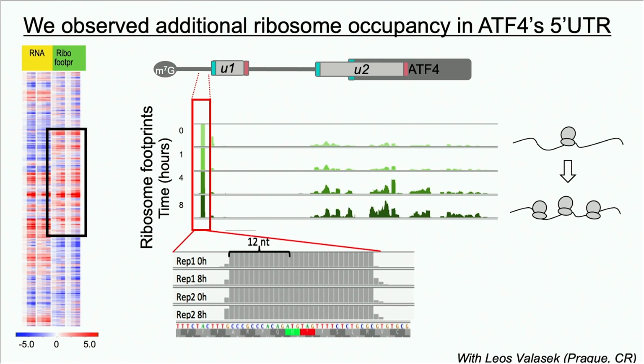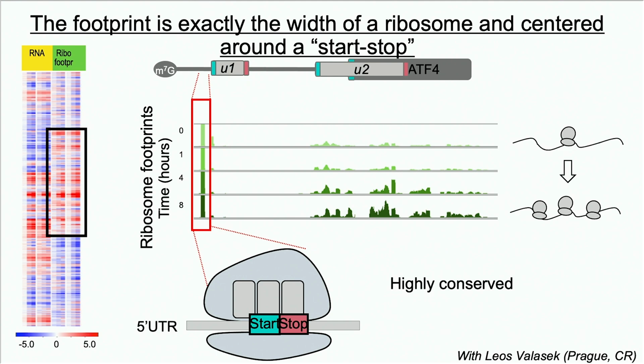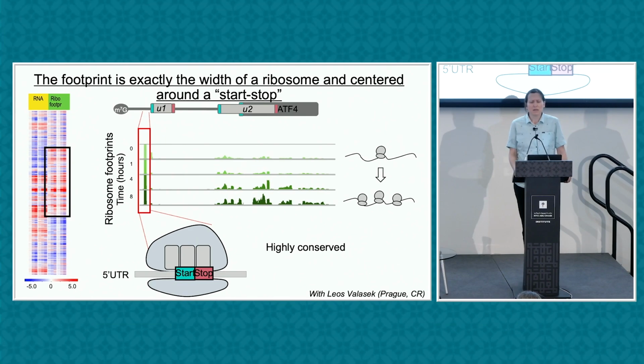It had exactly the width of a ribosome, and in the middle of it was a start codon followed by a stop codon. And this peak here was larger than any other peak in the data, so it was really interesting. And after a lot of back and forth, we found out that it's real. These start-stops are highly conserved, and this is what the remaining few slides will be on.